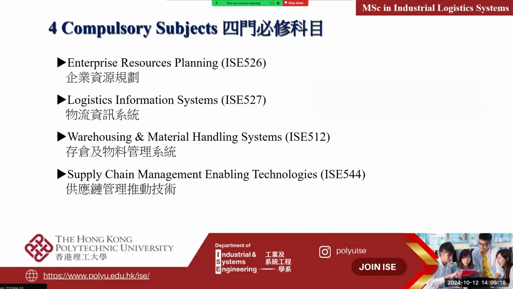Now I would like to introduce all these subjects. These are the 4 compulsory subjects, including, as I mentioned, enterprise resource planning (ERP), logistics information system, warehousing and material handling system, and supply chain management and enabling technologies. All these are compulsory subjects. They aim to provide all our students the primary and basic expertise, skills, and tools to solve the problems existing in supply chain or in logistics engineering.